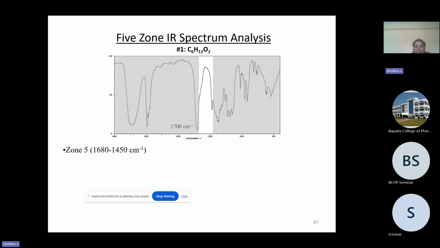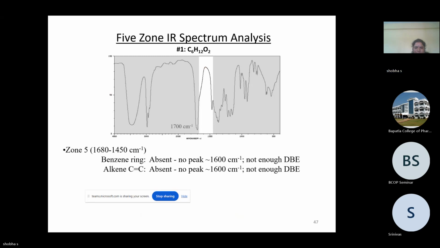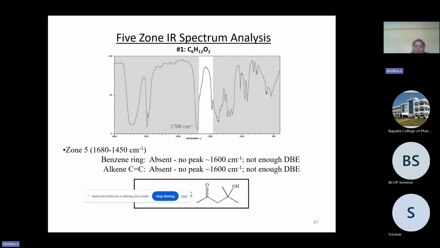In case of zone 5 also, completely there is no benzene stretching. Why? Because the condition is not satisfied. In case of benzene, we have 3 double bonds, but we only have 1 pi bond, so we can exclude the benzene ring from the structure. And also there is no alkene structure. So finally, this is the actual structure of this compound.